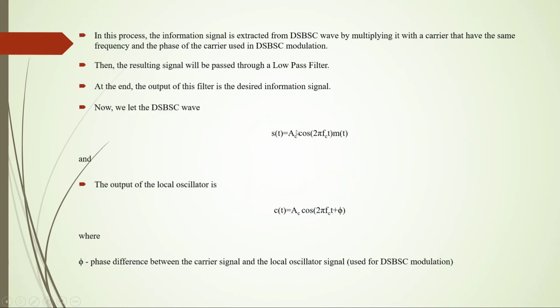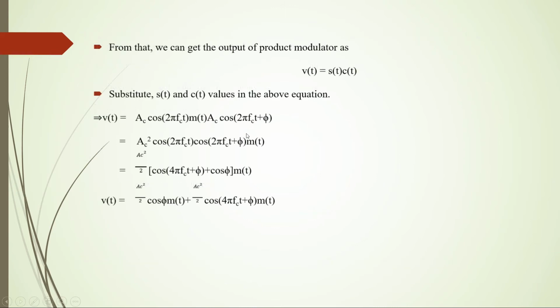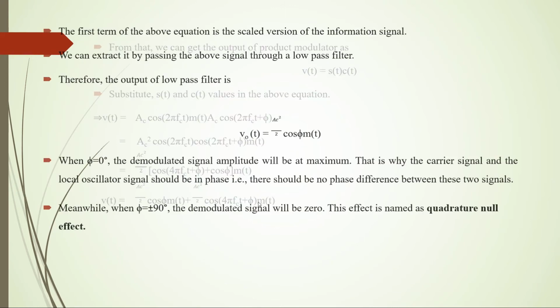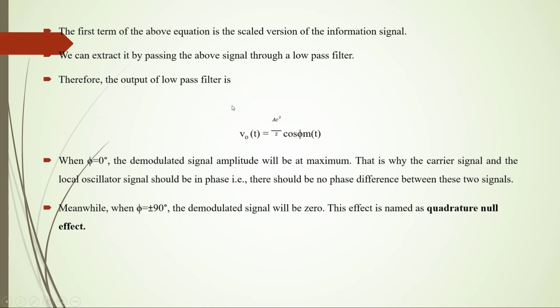Now we let the SBSC wave be this equation and the output of the local oscillator be this equation. We multiply both equations, so we get the output of the product modulator, V(t). Then we pass it to the low pass filter, and we get V naught(t) here. When phi is 0, it will be at maximum amplitude. Meanwhile, when phi is plus or minus 90 degrees, it will be 0. This effect is named the quadrature null effect.